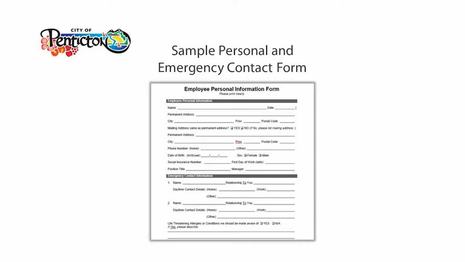Sample of a personal information. So you've got this employee personal information form that you can ask employees the questions that you need in order to have all the data that you need. One thing that's important is to have emergency contact information or find out if there's anything that you should know about them. You know, are they allergic to something? And if something happened, who would you contact? It's important information to have on file.